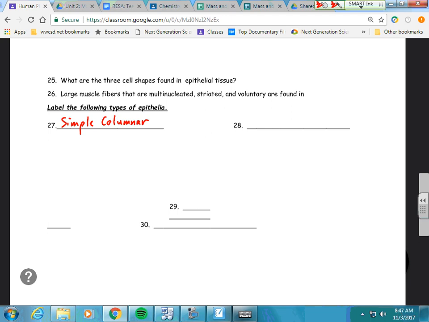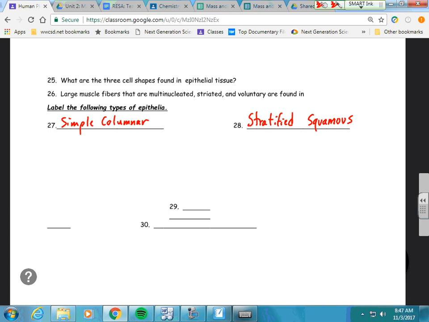All right. 28. Now, here's the thing about 28. If you look at the lower cells, they look kind of cube shaped. But as they get toward the surface, they're flattened. So that's what we want to focus on, towards the surface. So number 28, first of all, there's more than one layer, so it's going to be called stratified. And since the layers at the surface are flattened, we'll call this stratified squamous. This would be like our skin.